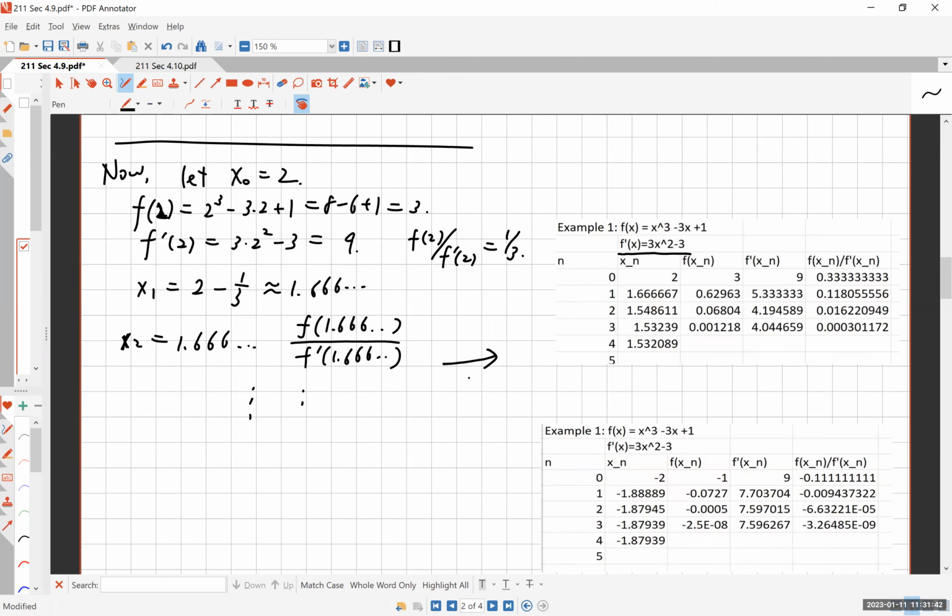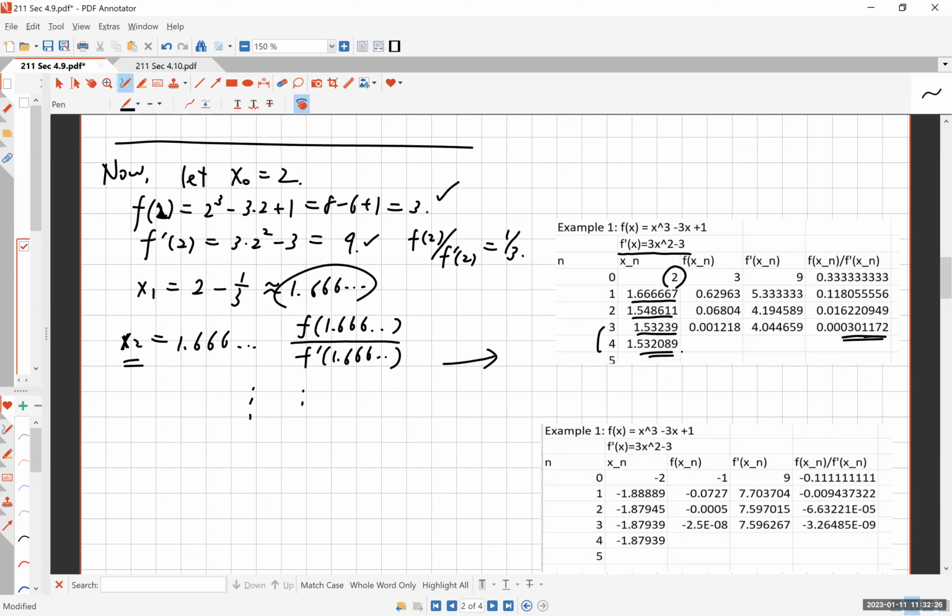Once again, I entered these formulas into these cells in the spreadsheet, and I start with 2, and then f of 2 is 3, f prime of 2 is 9. These are the numbers I calculated here. The ratio is 0.333, and x0 minus this gives you that number here. If you calculate x2, you get this number, and x3 will be this number. You see the adjusting factor, the thing that you subtract from x sub n minus 1, gets smaller and smaller. By the time you get to the 3rd or the 4th values, these are very close.